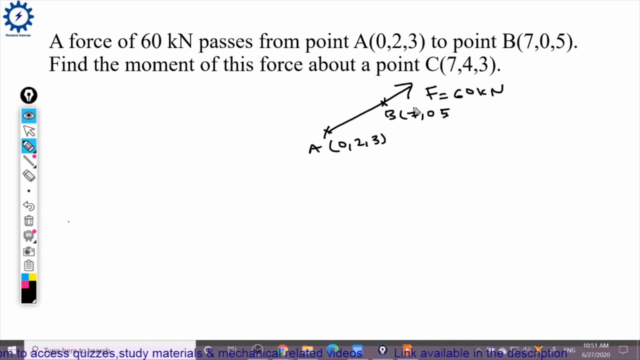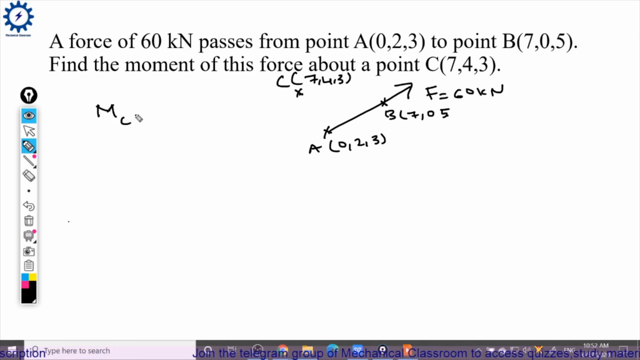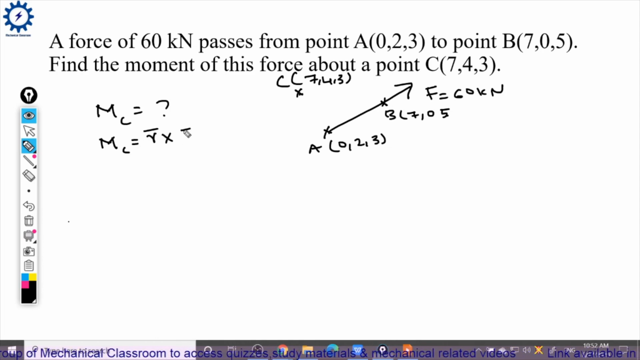Find the moment of this force about a point C. So, let this be our point C, whose coordinates are 7, 4, 3. We are going to determine moment of force about C. Okay. In order to determine moment of force, we need to know the position vector and force vector. Moment about C equal to position vector R cross force vector.